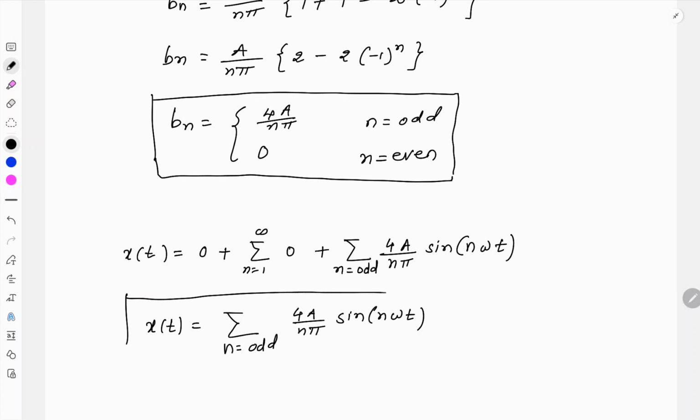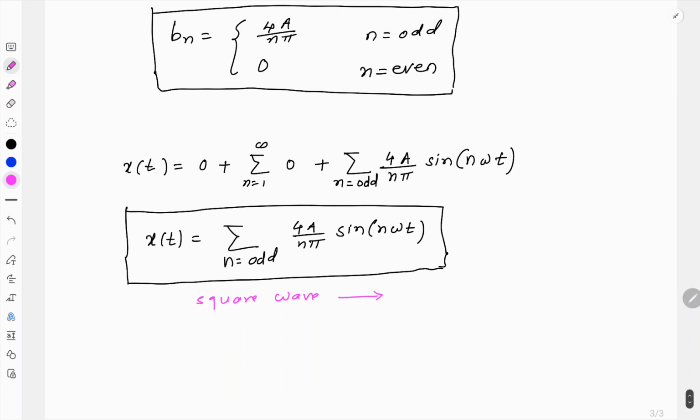So if we look at this equation, it states that if we have a square wave, and if we represent this square wave in terms of Fourier series coefficients, this square wave is a summation of only odd harmonics of sine wave.